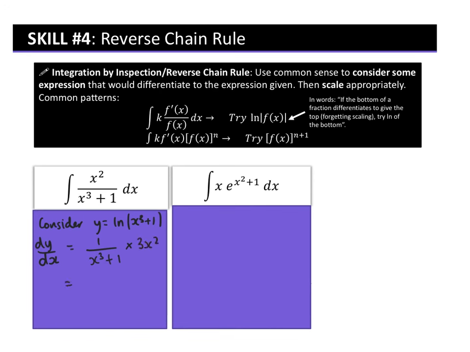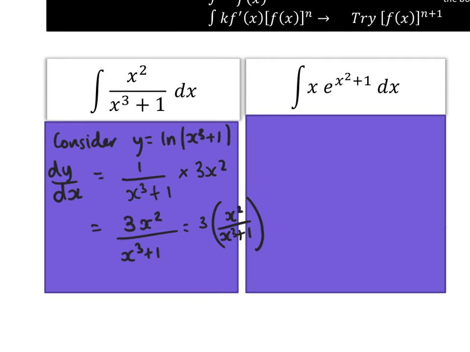So I'm going to have 3x squared over x cubed plus 1. Now, you know that this is the same as writing 3 lots of x squared over x cubed plus 1. So we know that that's the same as this, apart from here, I've got 3 lots. I only want 1 lot. So I need to divide by 3. So it means I need to divide my original function by 3. So I'm now going to have the integral of x squared over x cubed plus 1 with respect to x is going to give me a third ln x cubed plus 1 plus our constant of integration c.